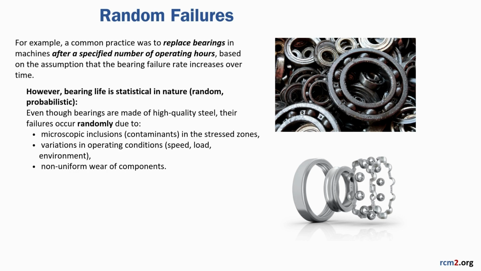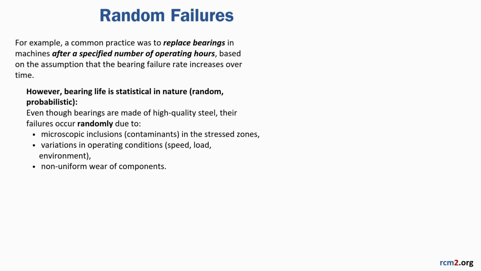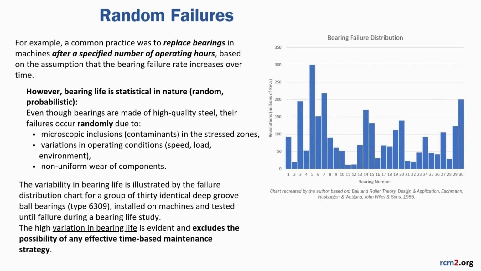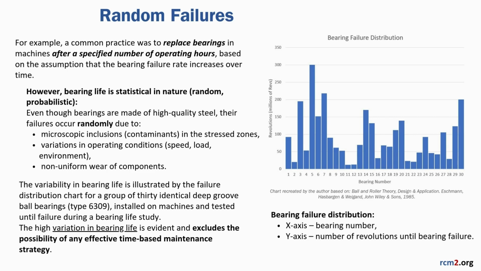But here's the challenge. It's impossible to know which specific bearings will fail first. This variability is clearly illustrated by the failure distribution chart shown on the right. It comes from a study involving 30 identical deep groove ball bearings, Type 6309, installed on identical machines and operated until failure. On the x-axis, you can see the bearing number, from 1 to 30. On the y-axis, the number of revolutions until failure.